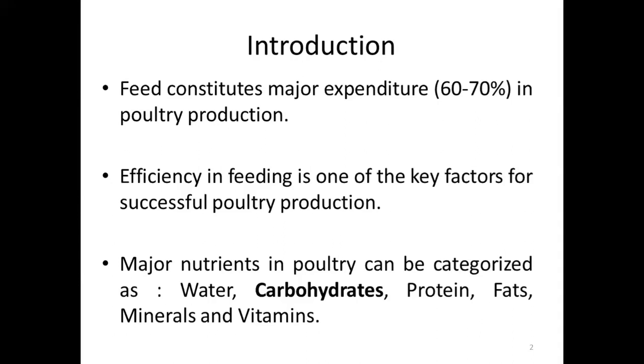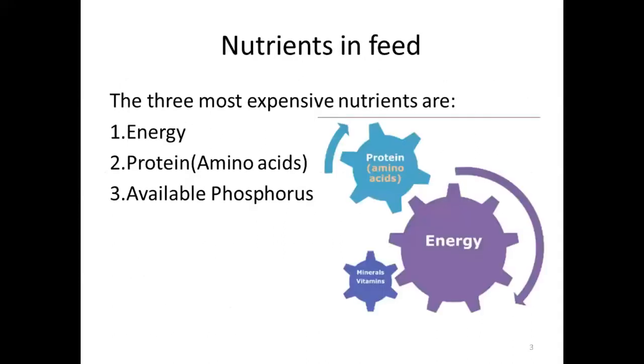The major nutrients in poultry can be categorized as water, carbohydrate, protein, fat, minerals, and vitamins. Among these, the most important and most expensive are energy, protein, and available phosphorus. Energy consists of the larger part of the feed, so it is considered one of the expensive nutrients. Protein is important and also expensive, and the available phosphorus price is also increasing nowadays. So these are the most expensive nutrients in poultry feed.